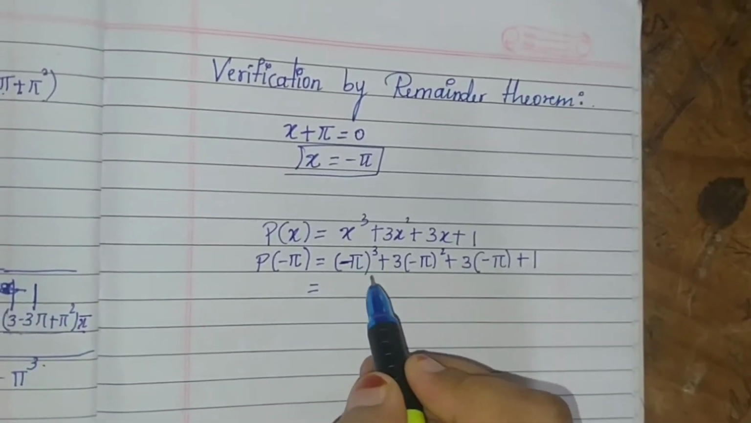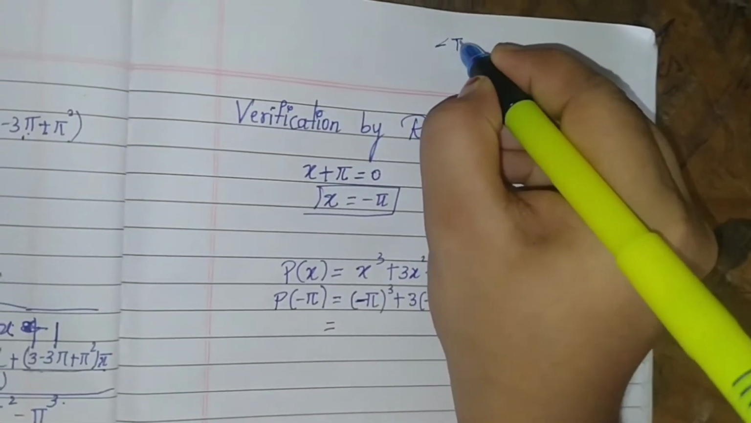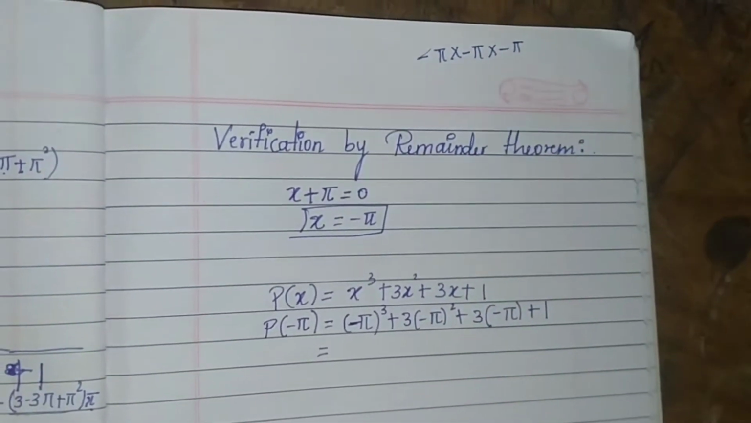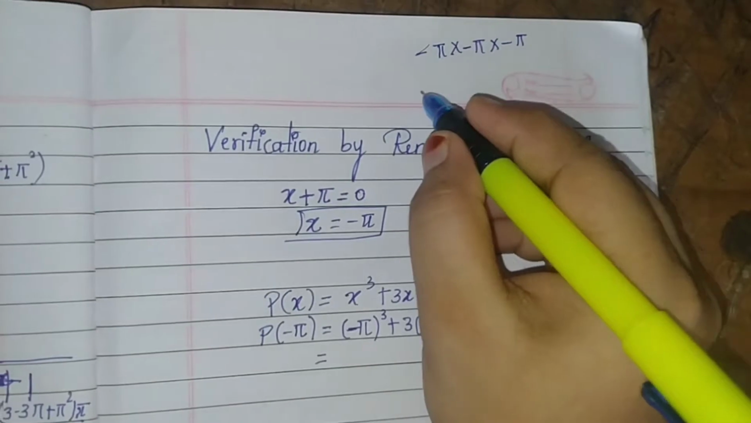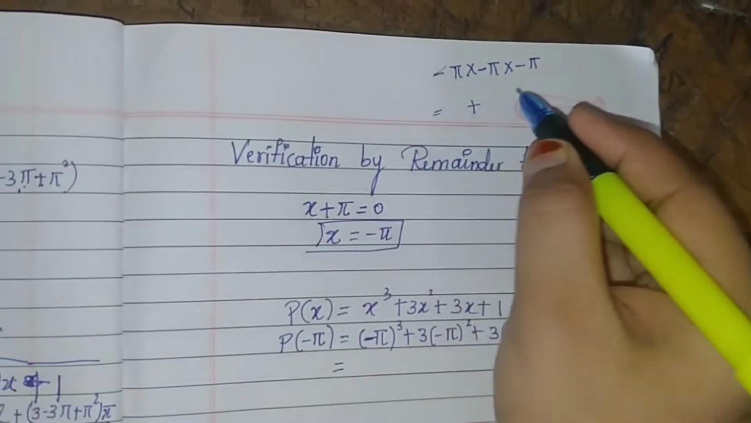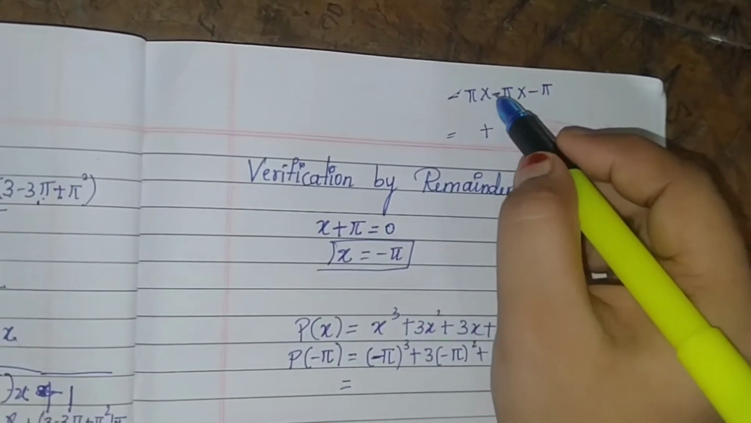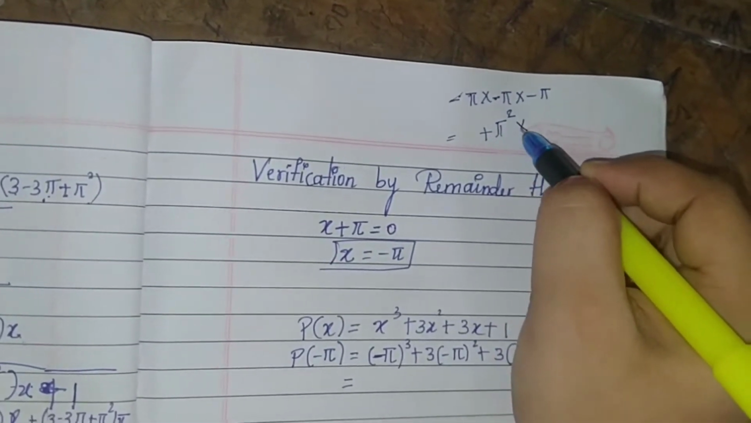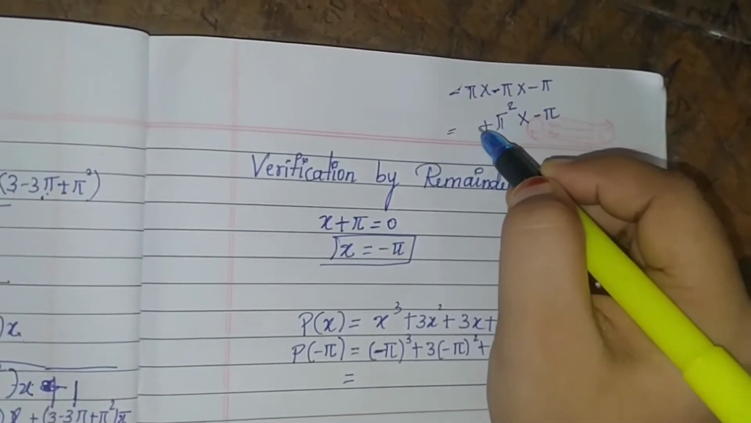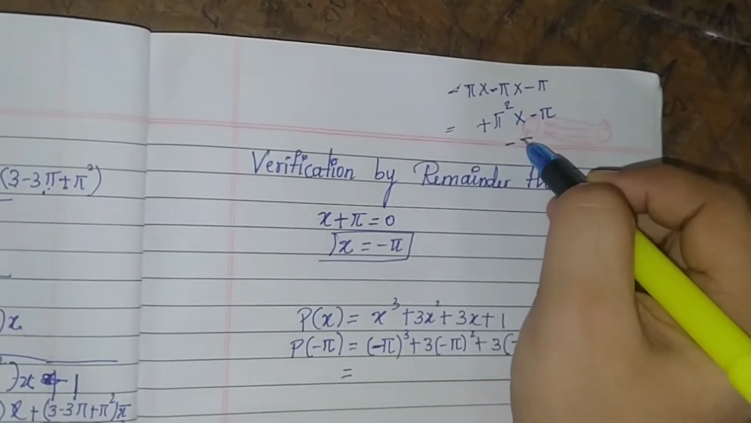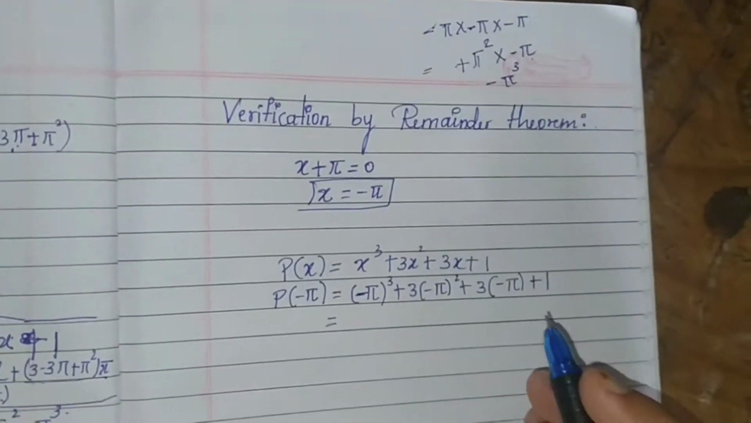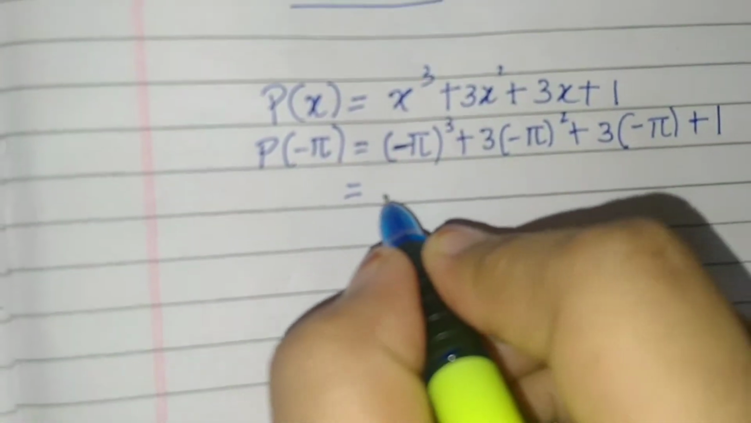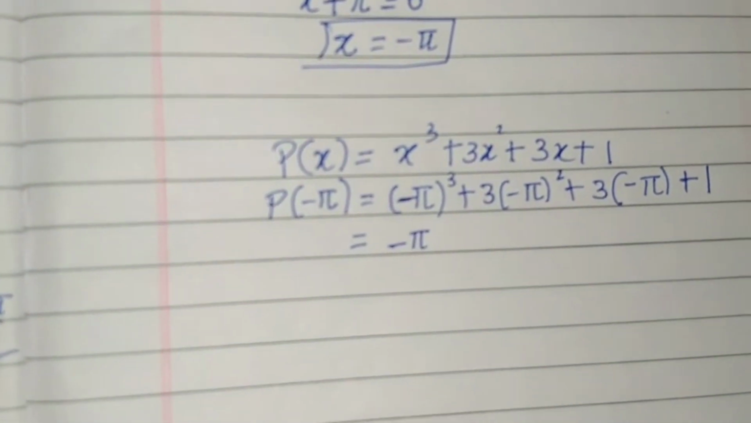So here minus pi cube is there. You can see minus pi into minus pi into minus pi. So what are you going to get here? Minus into minus is plus. So pi into pi is pi square into minus pi. Plus into minus is minus. Pi square into pi is pi cube. That means minus pi cube. So here you can write directly minus pi cube.